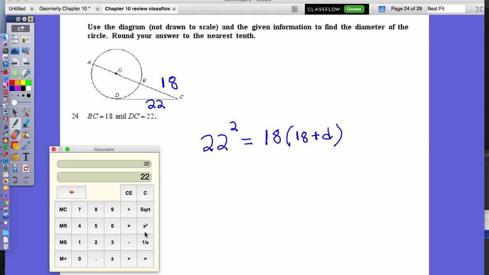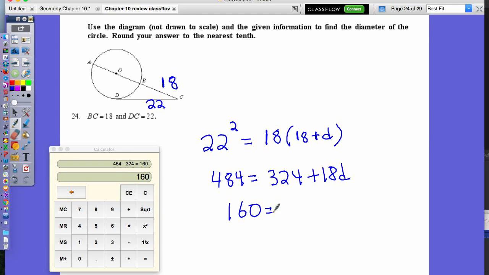22 squared is 484. 18 times 18 is 18 squared, 324, plus 18d. So 484 minus 324 is 160 equals 18d. 160 divided by 18 is 8.8 repeating, so rounded to the nearest tenth is 8.9.